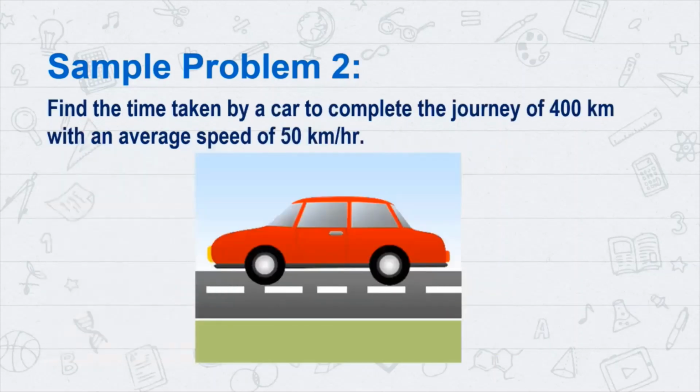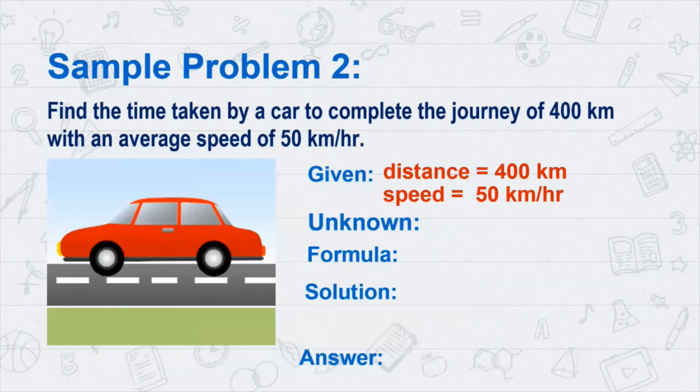Let's try another one. Find the time taken by a car to complete the journey of 400 kilometers with an average speed of 50 kilometers per hour. For the given, we have distance 400 kilometers and speed 50 kilometers per hour. Unknown, what do we need to find? Nice, we need to find time.